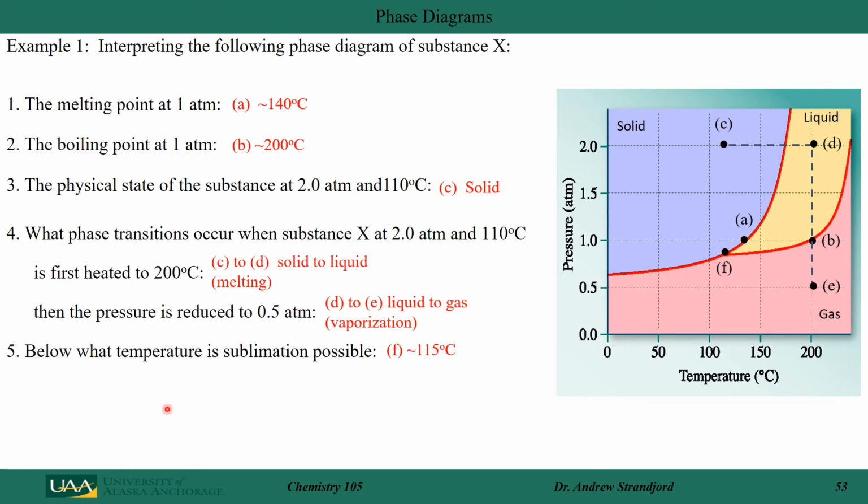Let's also use this: at what temperature is sublimation possible? That's actually going to be point F here. That is actually the minimum temperature on which I can sublime a material. So if I come over here, that's approximately 115 degrees. At any temperature above that, I cannot sublime the material.